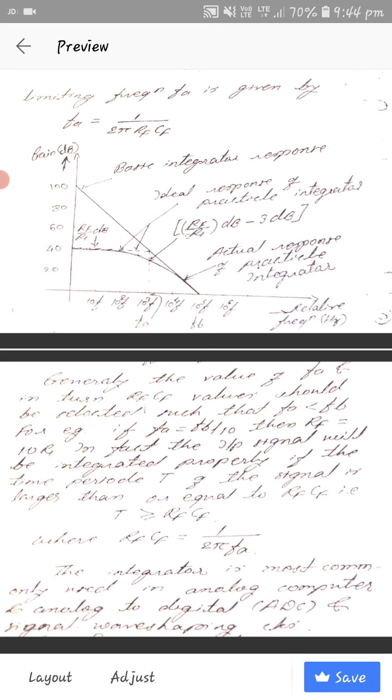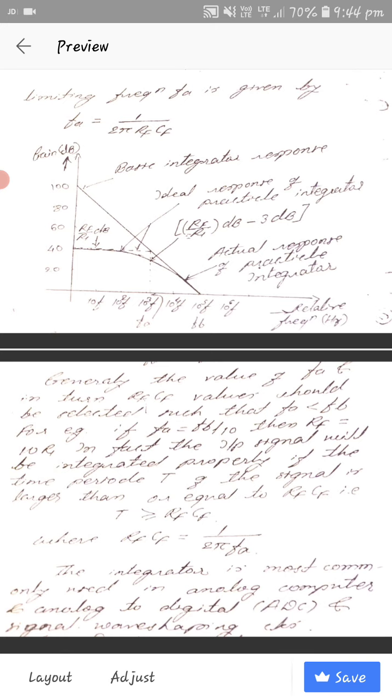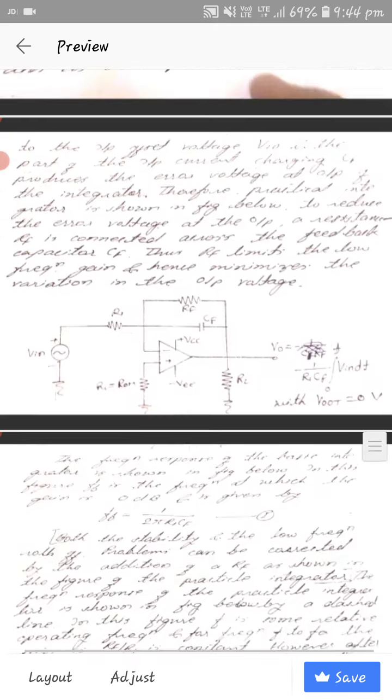The integrator is most commonly used in analog computers, analog to digital conversion, that means the ADC, and signal wave shaping circuits. This type of integrator connection is most commonly used in analog components. These are the integrator circuits, a very simple circuit.